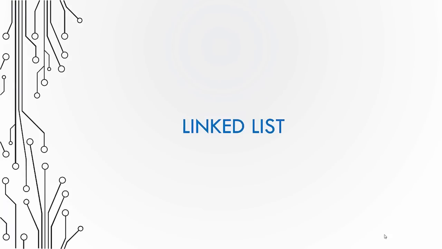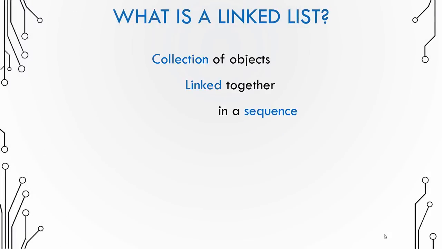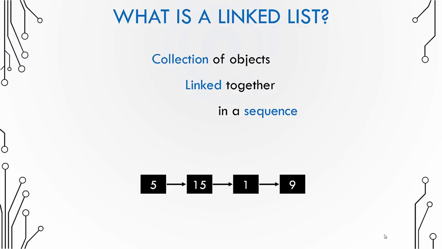Let us talk about linked lists in this video. So what is a linked list? Well, a linked list is a collection of objects which are linked together in a sequence. This figure is an example of a linked list. So we have a collection of 4 objects which are linked together in a sequence, which means that there is a sequence to these numbers. In other words, I can say that after the object 5 comes 15, then comes 1, then comes 9. Now, if you remember, an array is also a collection of objects, although the objects are not linked together. So a linked list is kind of similar to an array.